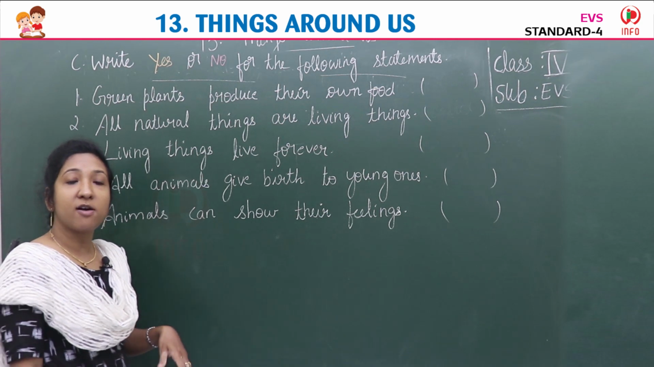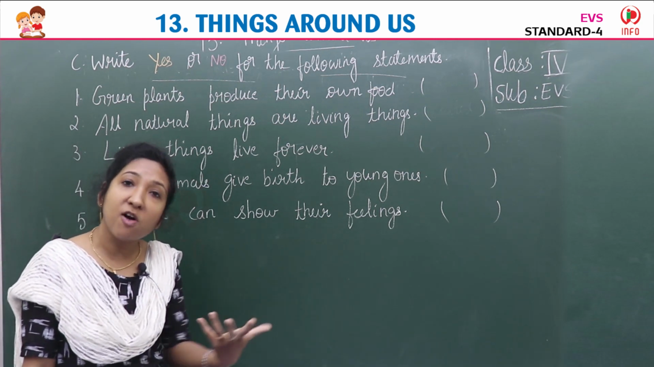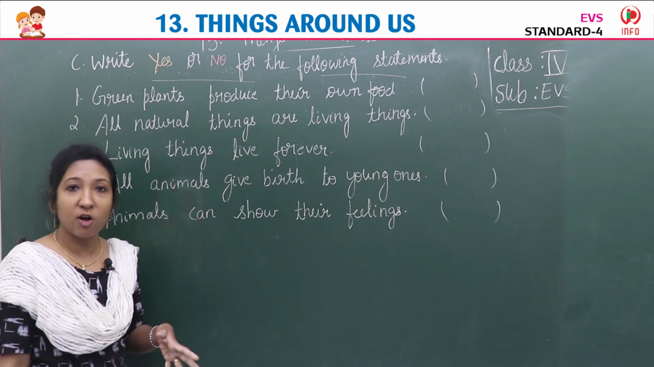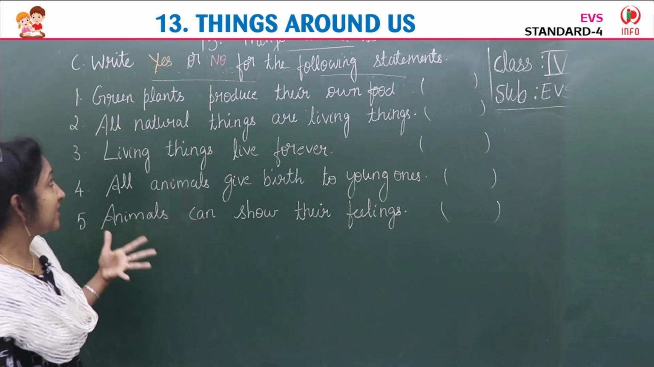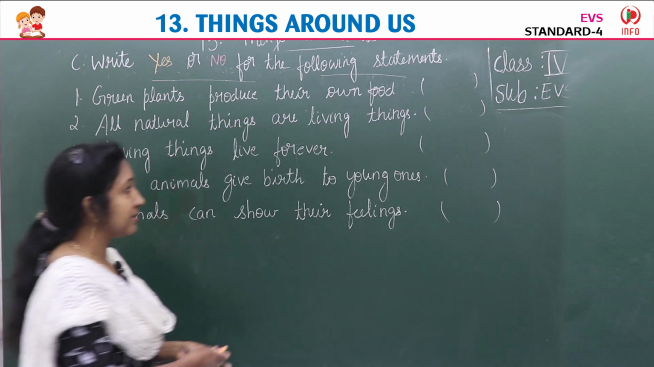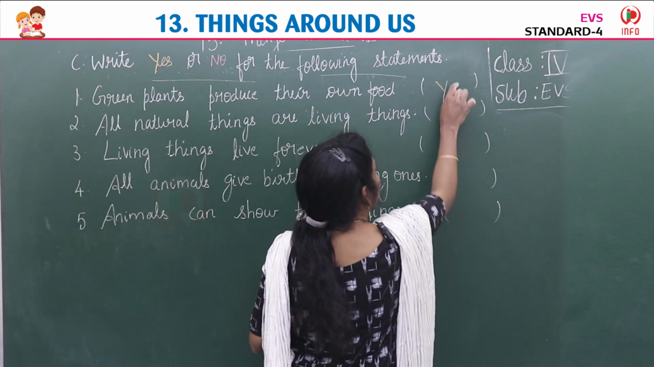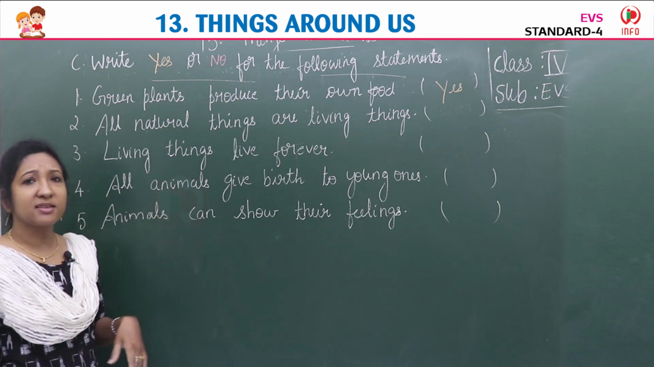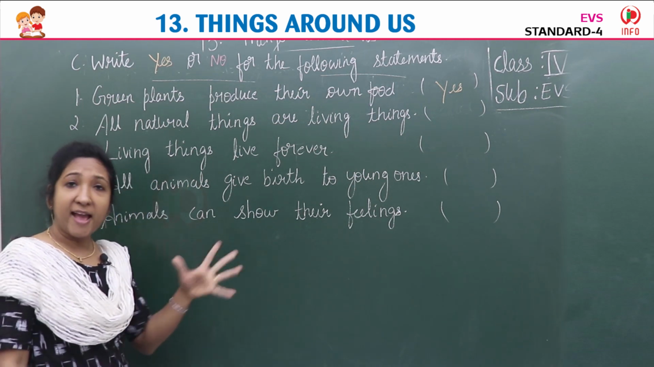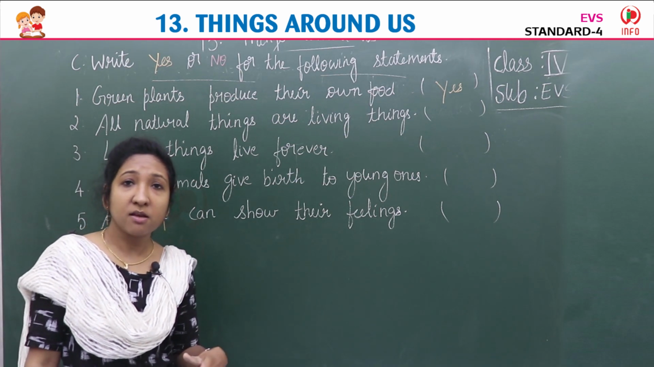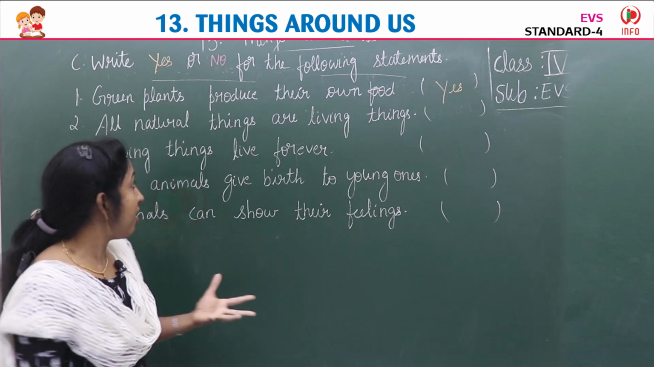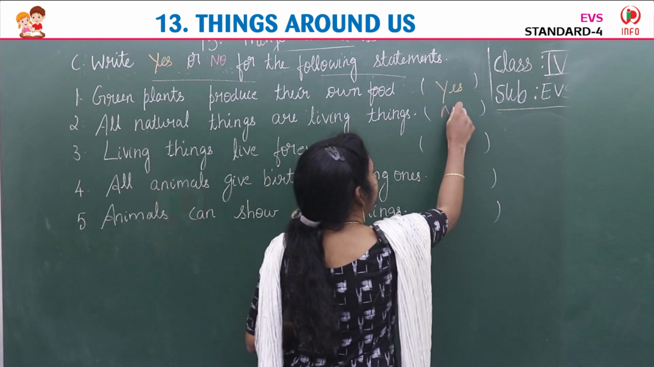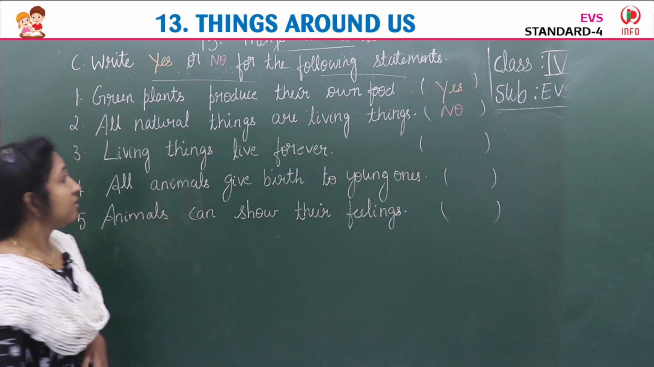Is it true or false, or is it a correct statement or a false statement? Green plants produce their own food. That we all know. It is true or correct. So you have to write yes. Then second, all natural things are living things. Are all natural things living? No, all natural things are not living things. So, the answer is no.